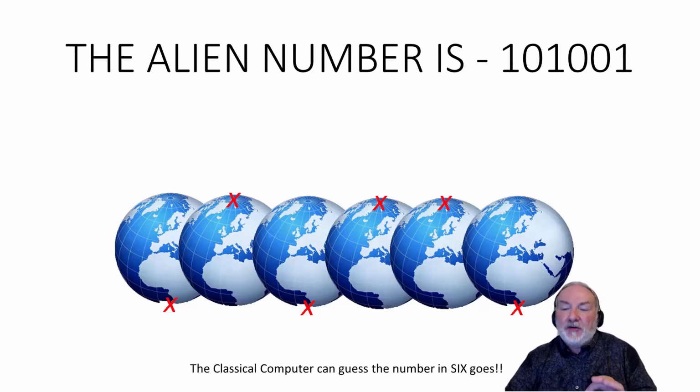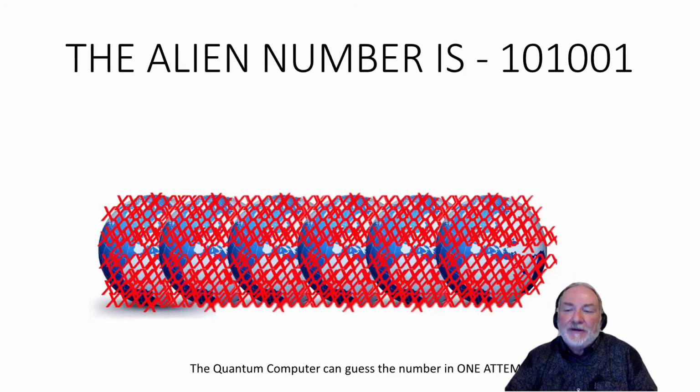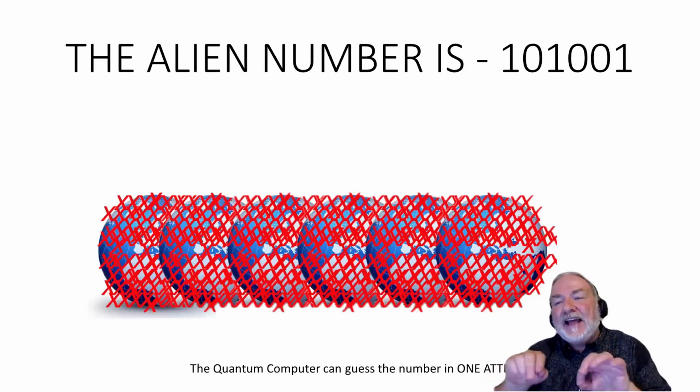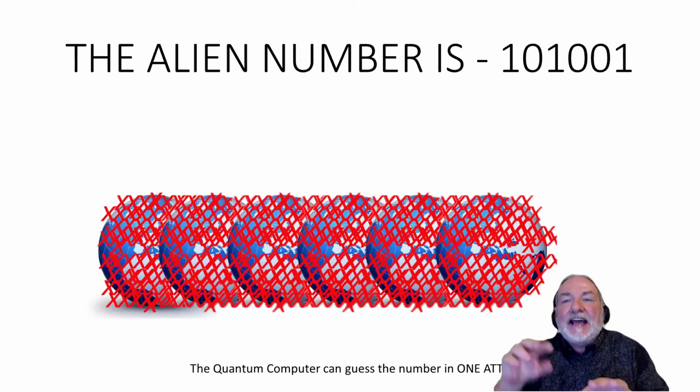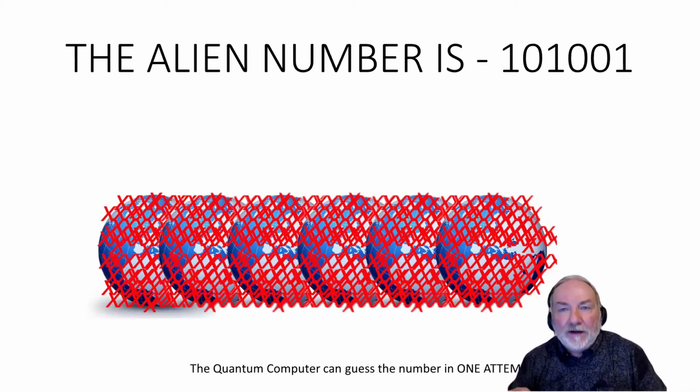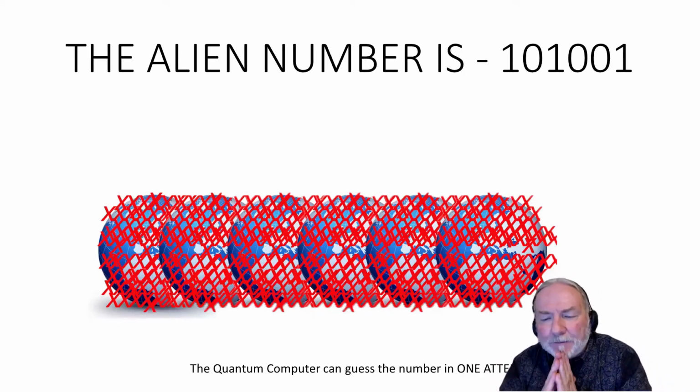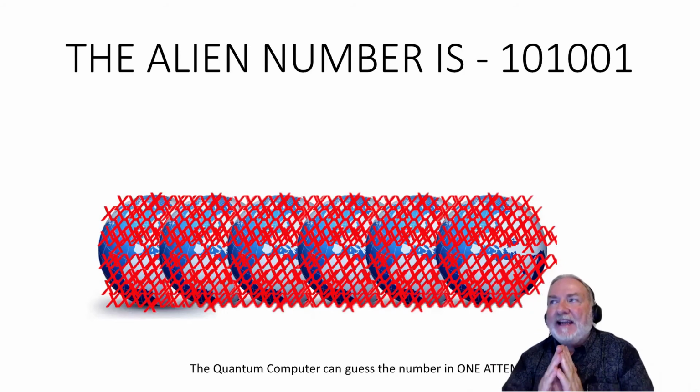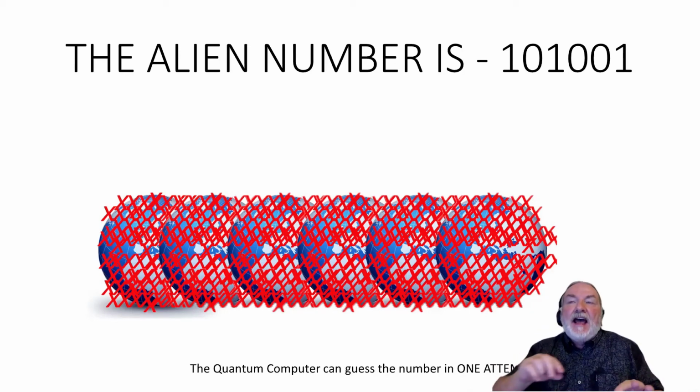It's impossible to do it in one go. Yes, Ara, I'm just about to, you've just preempted the next slide. But a quantum computer, because it's entangled, it can check out every number at once. And a good way to think of this, it's like a maze.